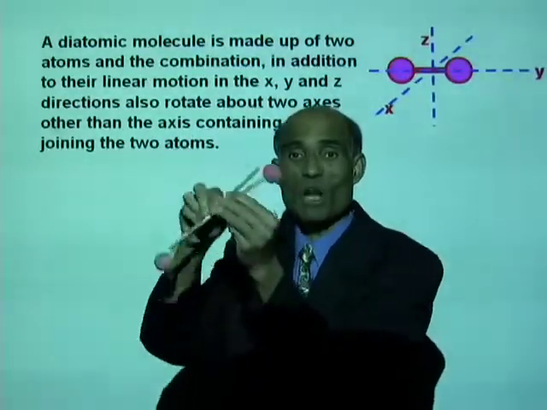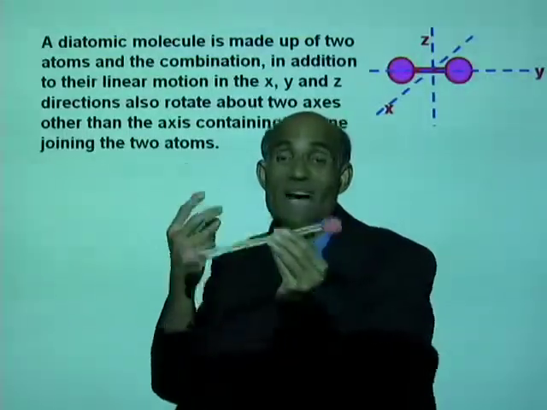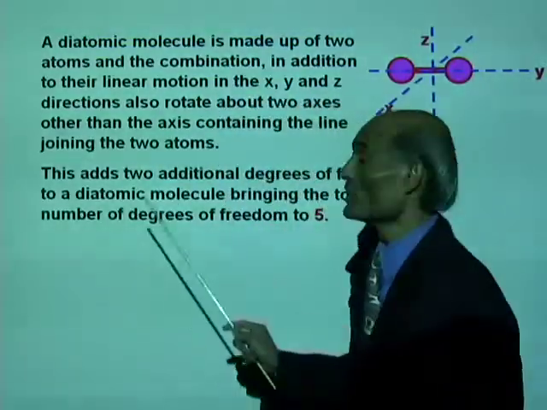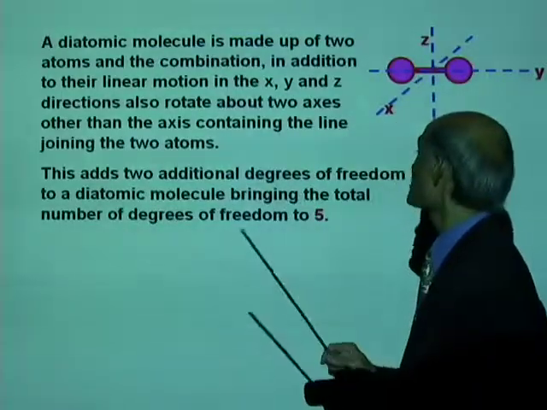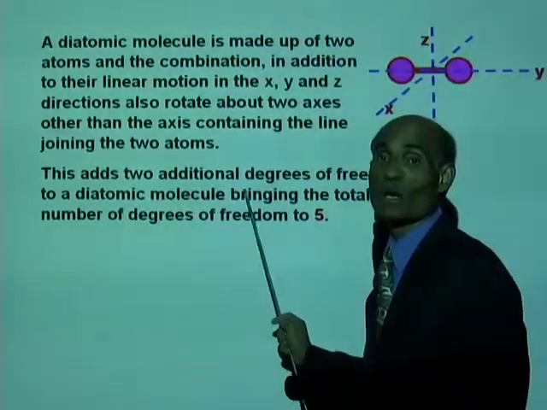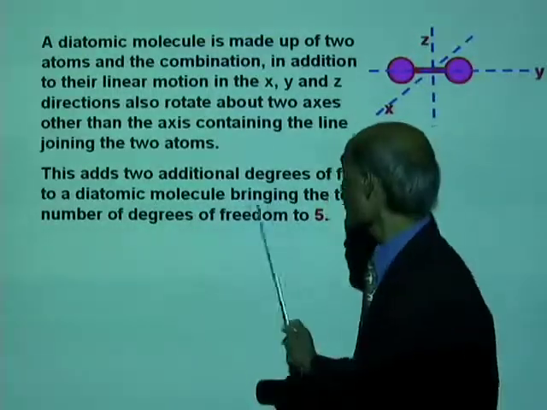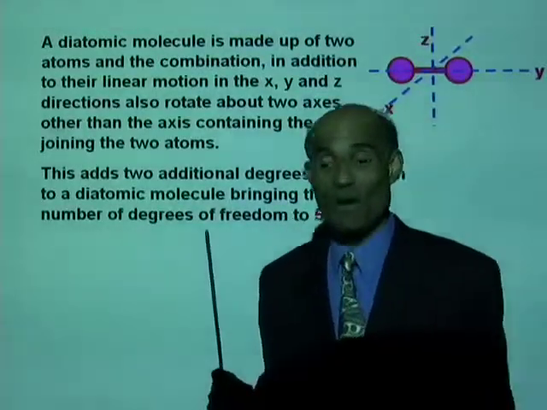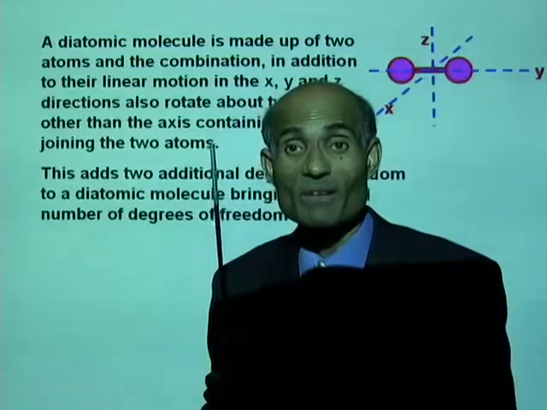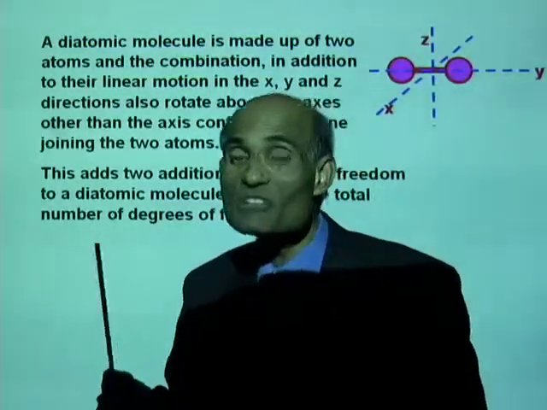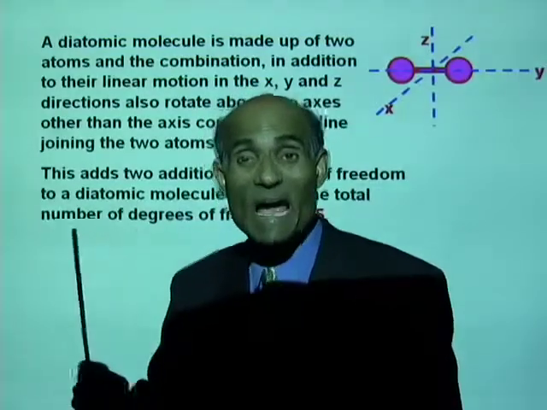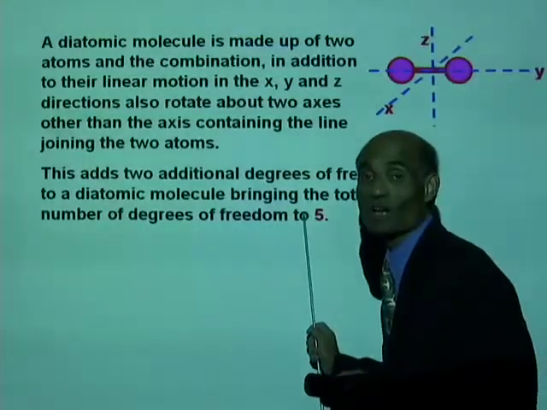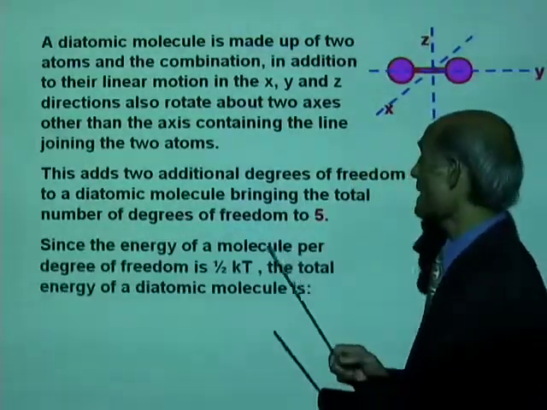So, a diatomic molecule, now you got assigned 2 additional degrees of freedom. Now, this adds 2 additional degrees of freedom to a diatomic molecule, bringing the total number of degrees of freedom to 5. So, the number of degrees of freedom of a diatomic molecule is now 5. Now, what is the energy associated with each degree of freedom? It is 1/2 kT. Therefore, what is the total energy of a diatomic molecule? It will be 5 times 1/2 kT.